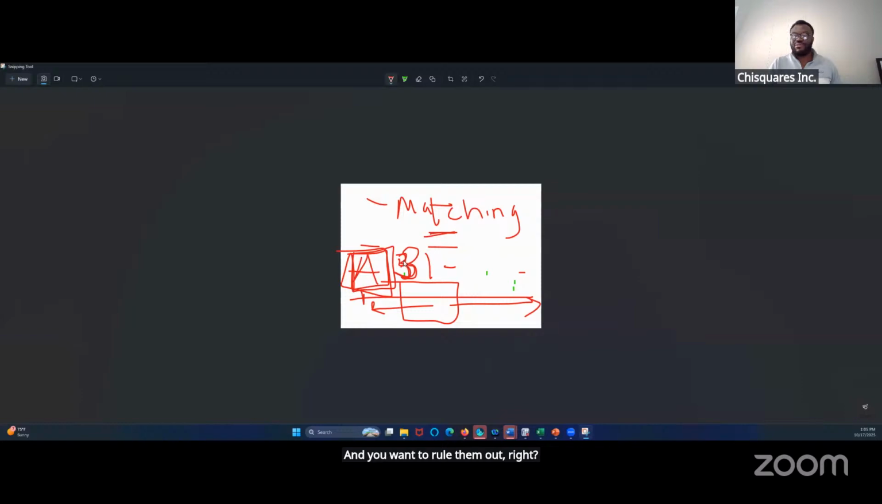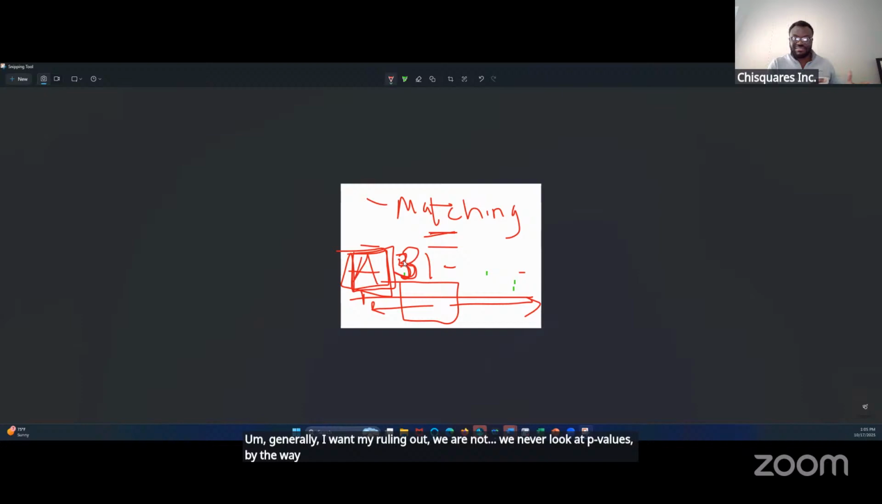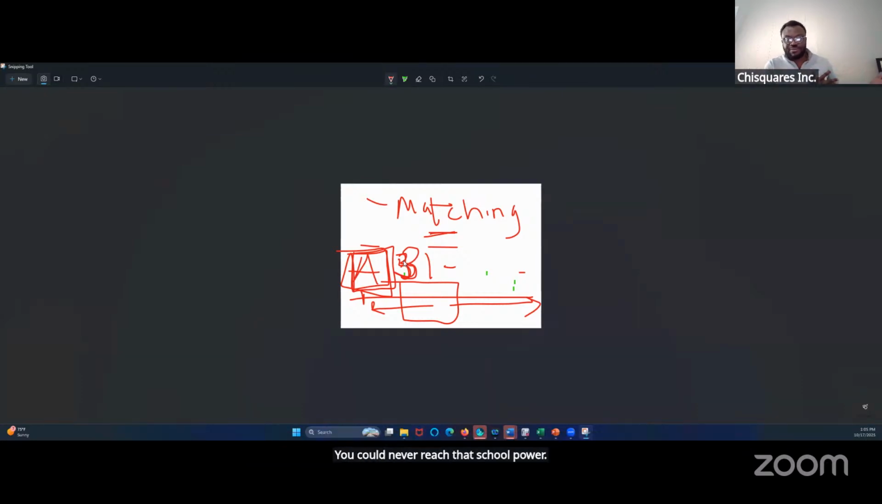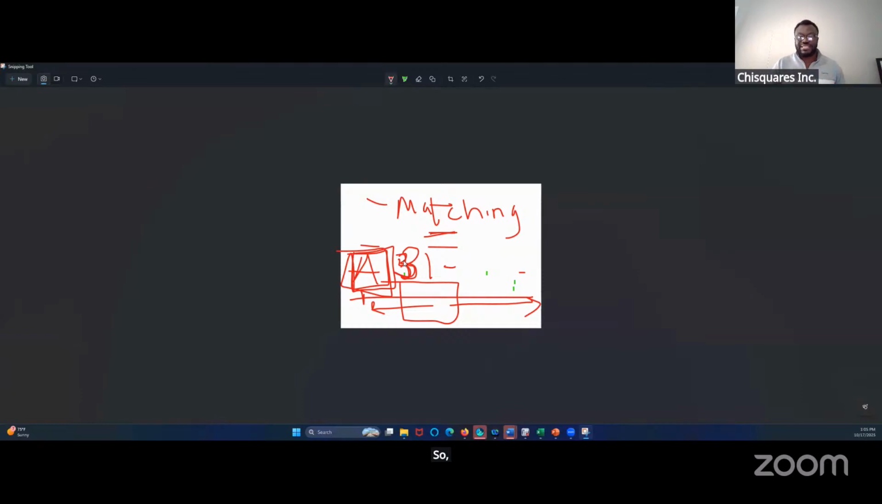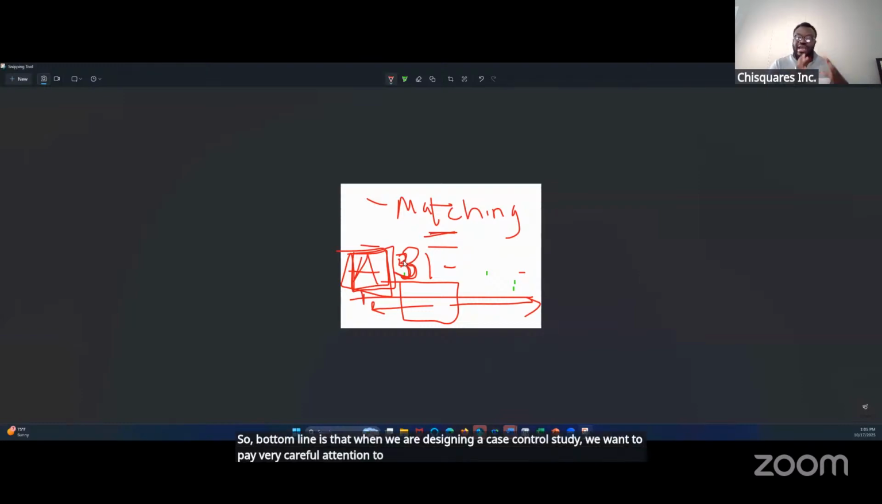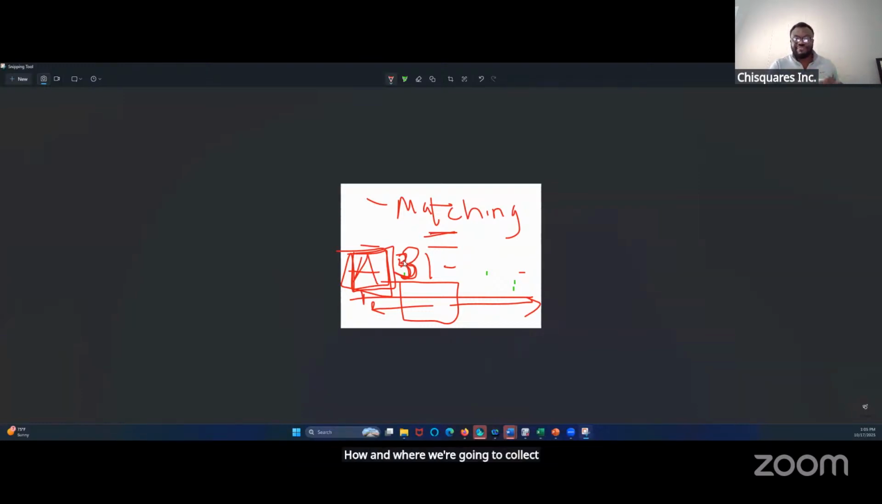And generally, when we're ruling out, we never look at p-values, by the way, in the actual field, because you could never reach statistical power, as a follow-up on what we discussed yesterday, right? But you're just looking at the direction of the association. So bottom line is that when we are designing a case control study, we want to pay very careful attention to how and where we're going to collect the data for exposures.